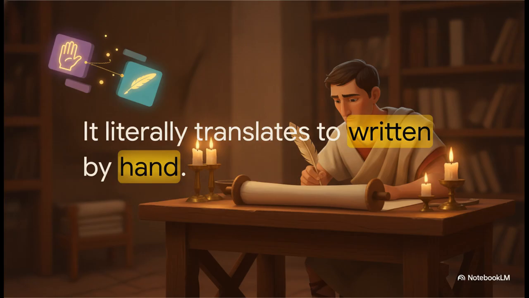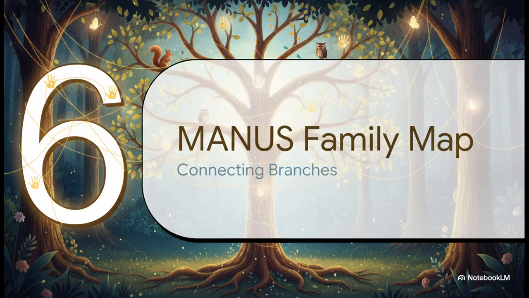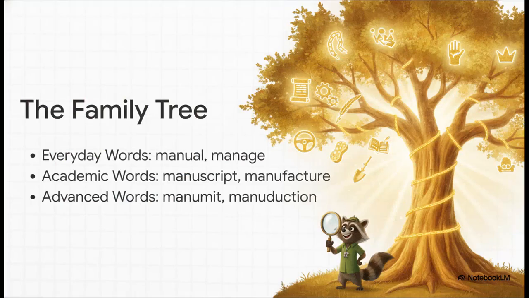Before the invention of the printing press, every single book, scroll, and legal document in the world had to be painstakingly and laboriously created entirely by hand. It really honors the sheer human effort required by those ancient scribes working late into the afternoon. Let's pull this all together in Section 6, the Manus family map, connecting all the branches. Just look at the sheer diversity on this family tree.